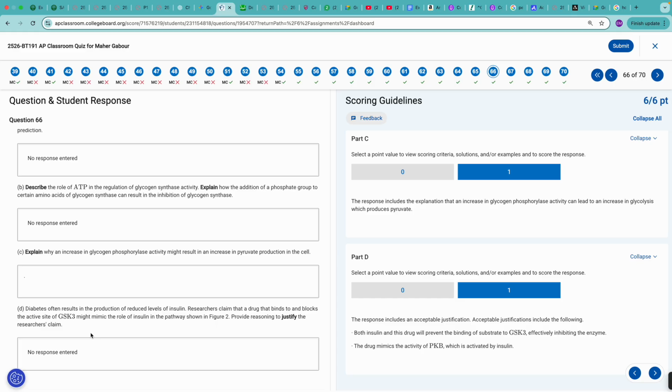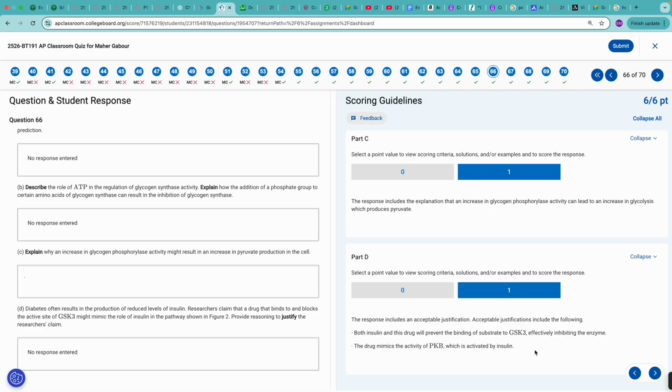The drug will mimic the role of insulin because the drug inhibits GSK. If PKB is activated, the GSK will be inhibited. If the GSK is inhibited, it will mimic the role of insulin, to justify the researchers' claim. Both insulin and this drug will prevent the binding of substrate to GSK, inhibiting the enzyme.